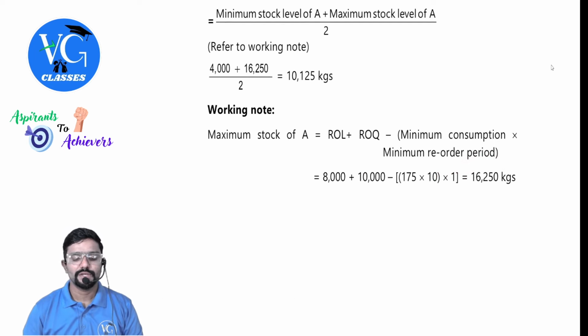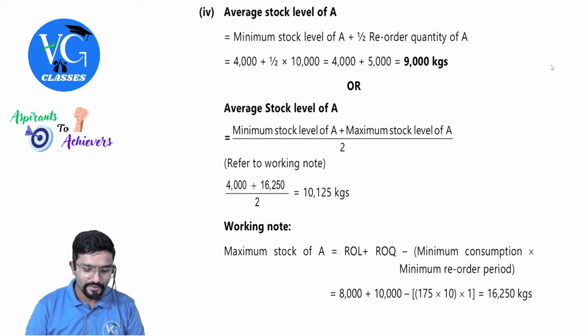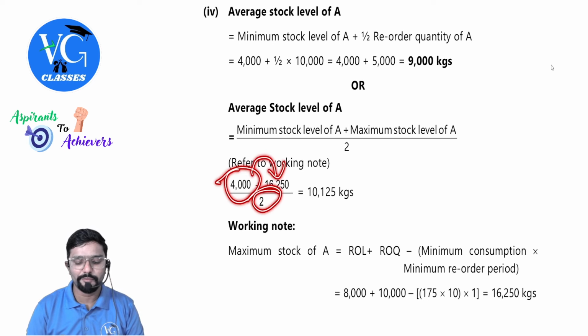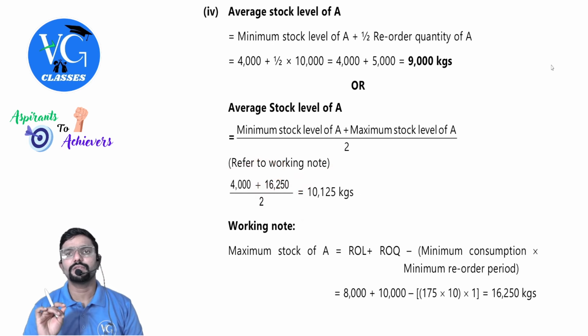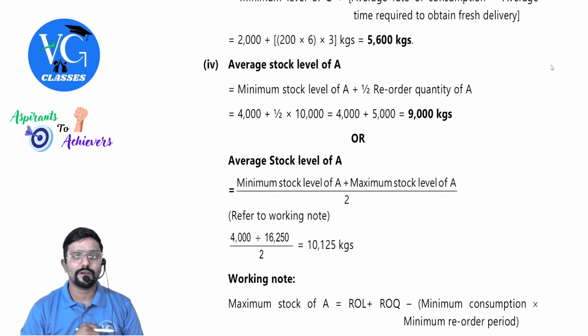16,250 kgs, guys. Now bring it. First, we already calculated: minimum stock level plus maximum stock level, all divided by 2, will give us 10,125 kgs, guys. Okay, now one more alternate formula is there.